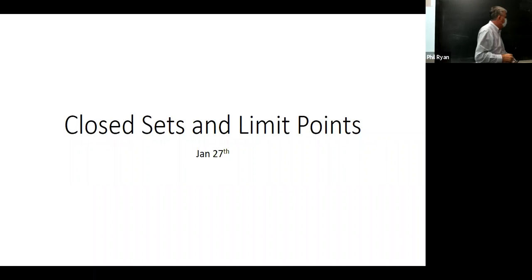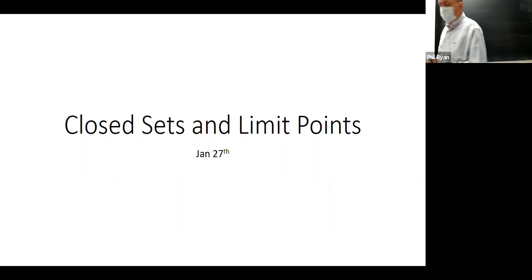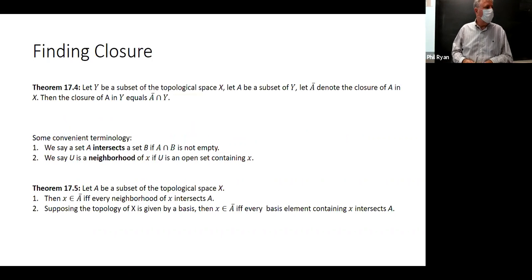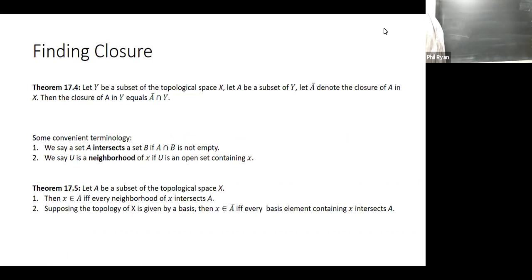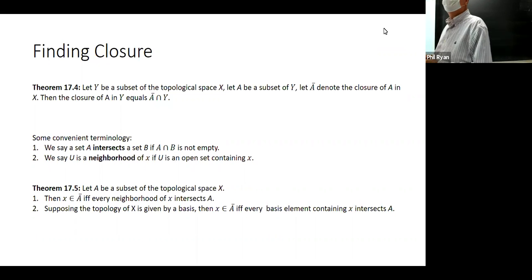Okay, let's continue our discussion about closed sets. So last time we concluded by proving the first part of theorem 17.5, which says that an element is in the closure if and only if every neighborhood of X intersects A. And so the second part actually just follows straight away.